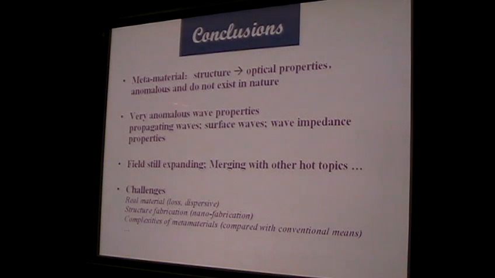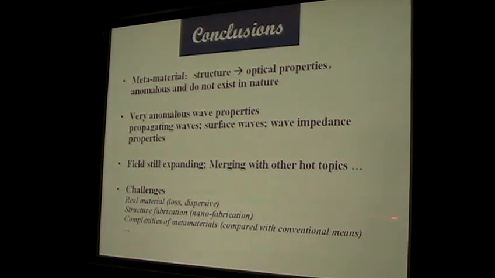So let me conclude all my lectures. I want to make sure that from my lecture you can understand at least what a metamaterial is. The idea is that we can use structure to control optical properties, and the controlled properties are very anomalous, not existing in nature. This is the whole concept of metamaterials. Such metamaterials can have very anomalous wave properties, including propagating waves, surface waves, and wave impedance. I think the field is still expanding because it is merging with other hot topics, and there are some other trends now.